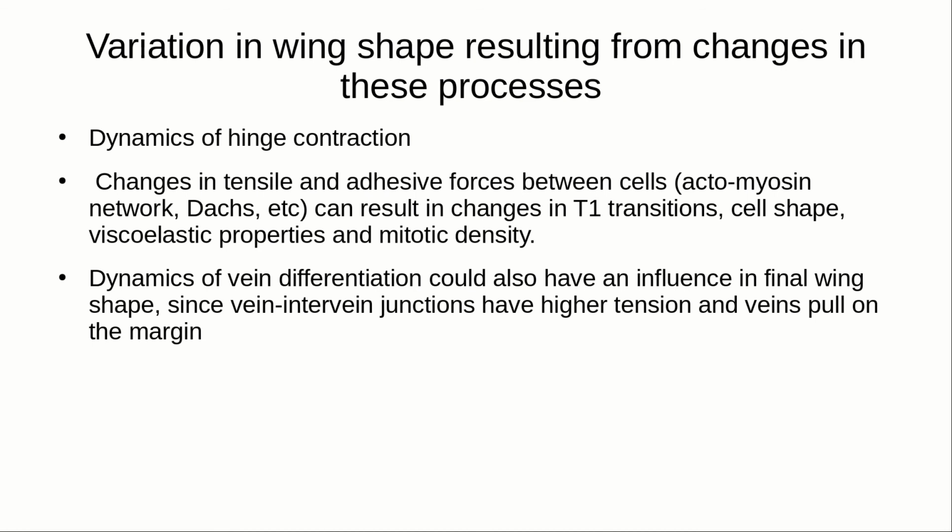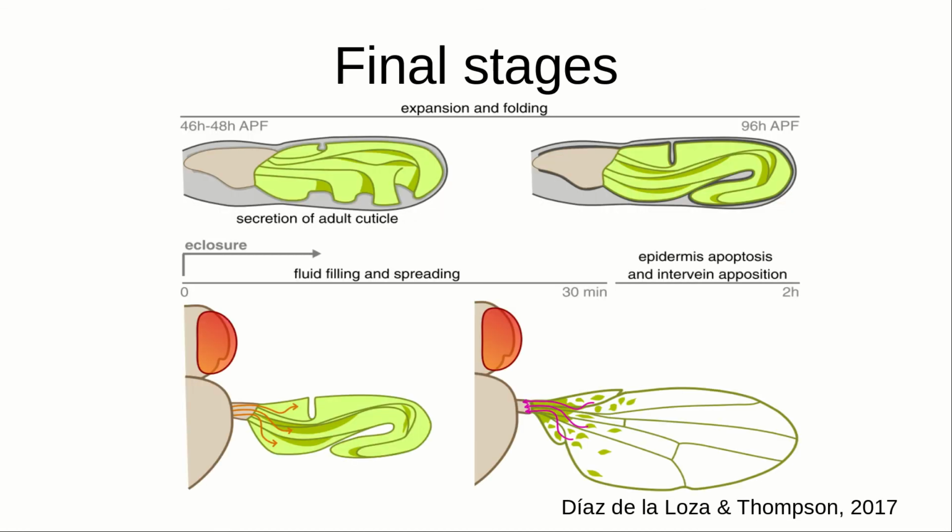Finally, changes in the gradient of DPP, or in the amount of DPP that is expressed in the veins, can result in changes in the final size of the wing and changes in the pattern of cell division. The final stages of wing development are not understood in detail, but it is thought that they do not contribute much to the final shape of the wing.